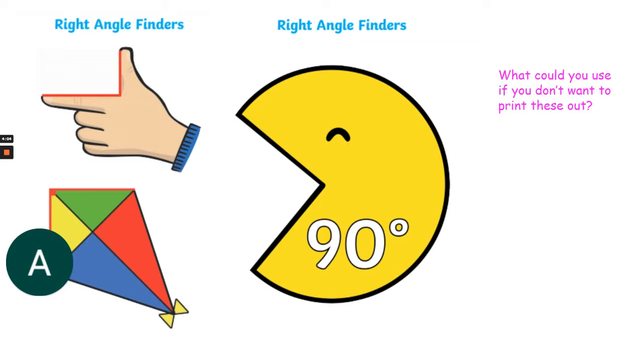You could use a book or a piece of paper, because the corners, the vertices, where the lines meet are right angles. I want you to pause the video, go and have a look for some right angles around your home.